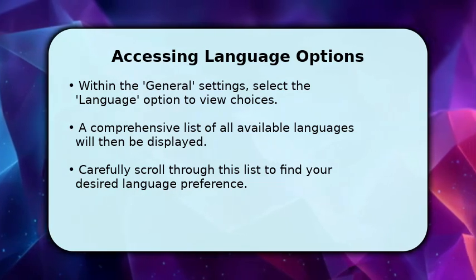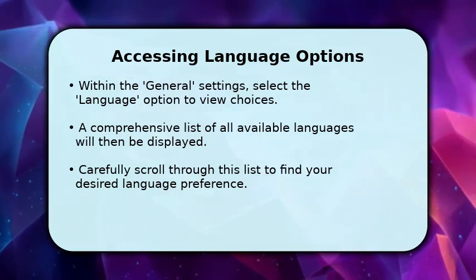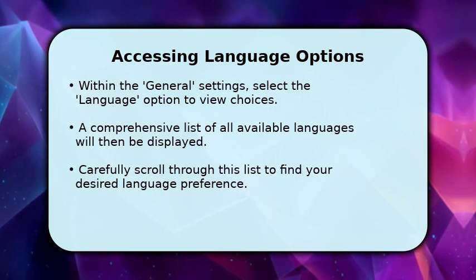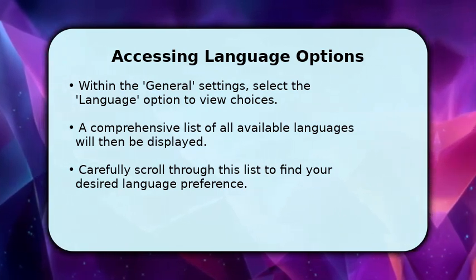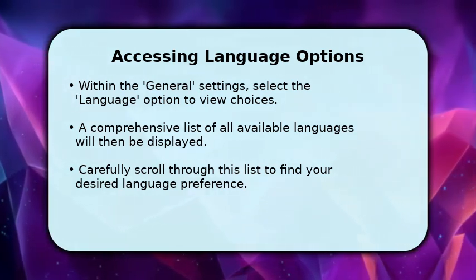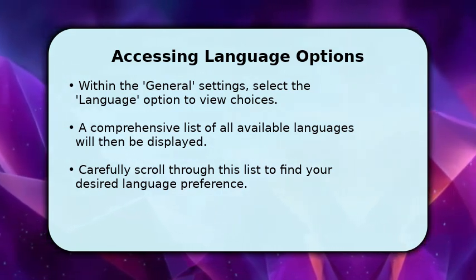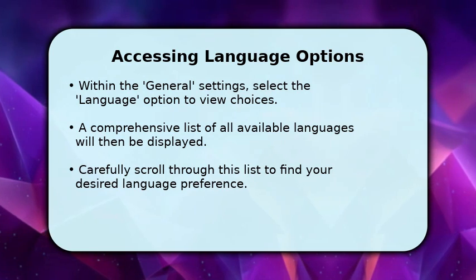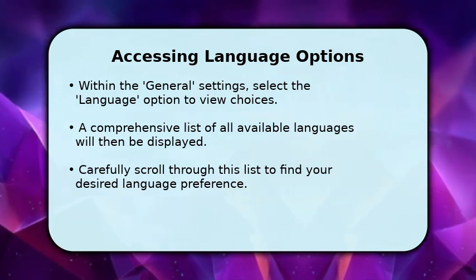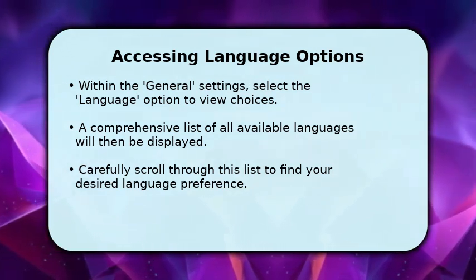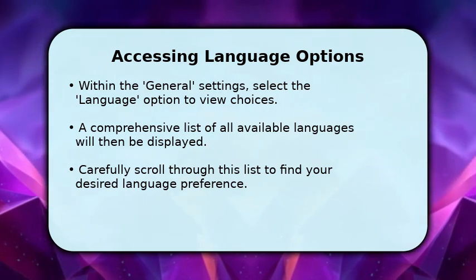Now that you are in the General Settings, you will see an option specifically labeled Language. Go ahead and select this. Your infotainment screen will then present a comprehensive list of all the languages available for your vehicle's system. Take your time to scroll through this list and identify the language you wish to set as your new preference.